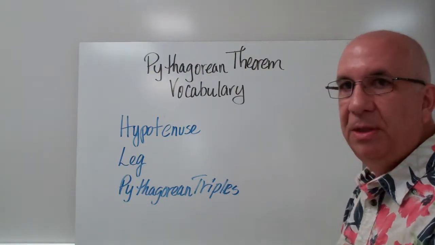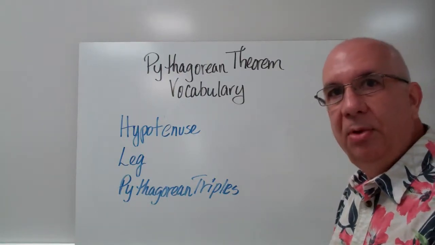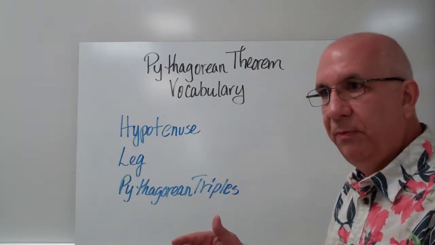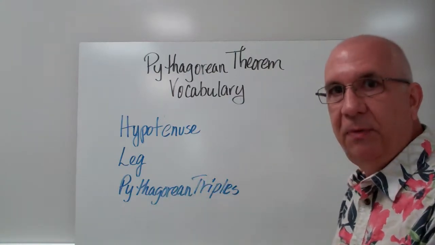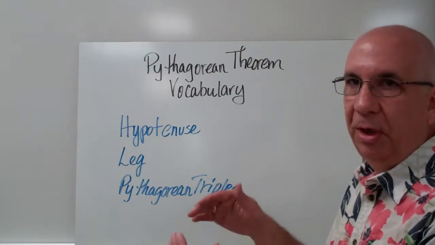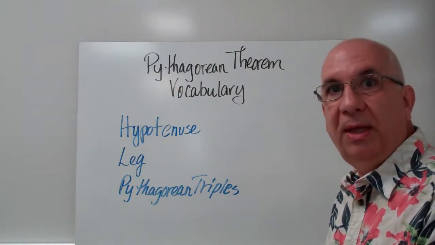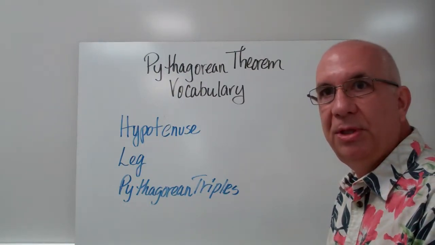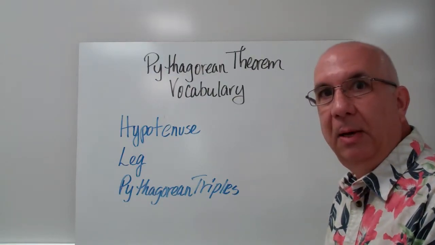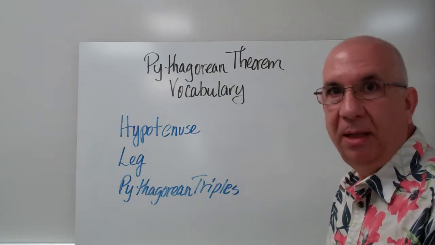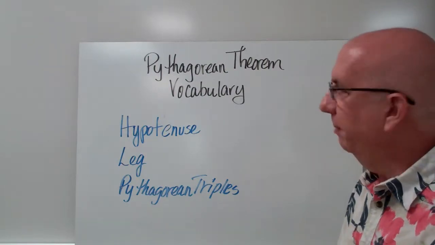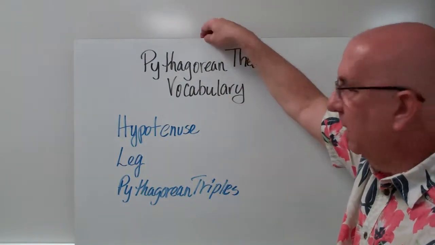Pythagorean triples simply means three numbers that in combination, if you substitute A and B, you can find C for the Pythagorean theorem, or if you know A and C, you can find B, working backwards. Those are Pythagorean triples: three numbers that you can substitute in that will work correctly and balance for the Pythagorean theorem. We're going to work with those later in the lesson.